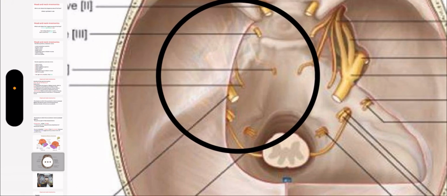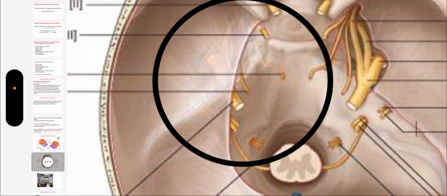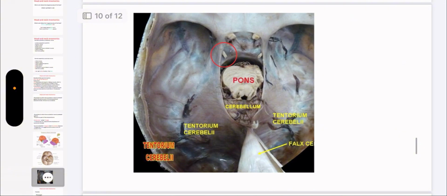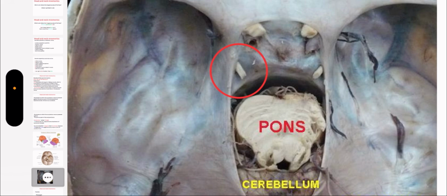The fold in the black circle is the tentorium cerebelli. And this is another picture. The red circle contains the oculomotor nerve. The fold just above the oculomotor nerve is the tentorium cerebelli, and the bone underneath is the petrous part of the temporal bone.